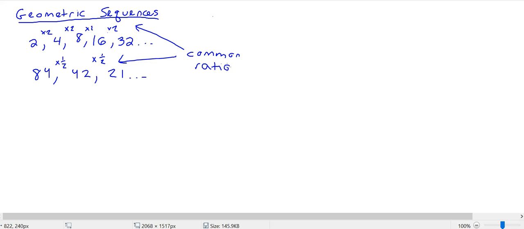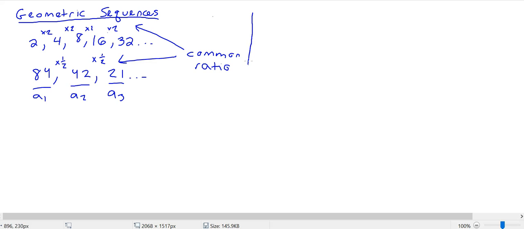When we have a geometric sequence, each term is in a specific position. The first position is called a sub 1, the second position is called a sub 2, the third position is called a sub 3. And there are different ways we could write out a geometric sequence, so we could find specific values in a geometric sequence.